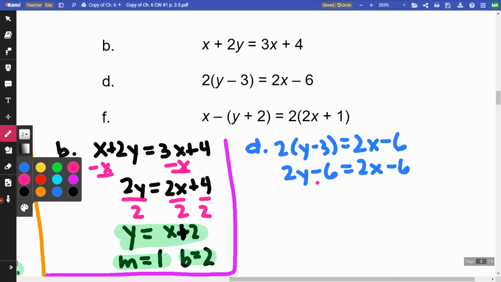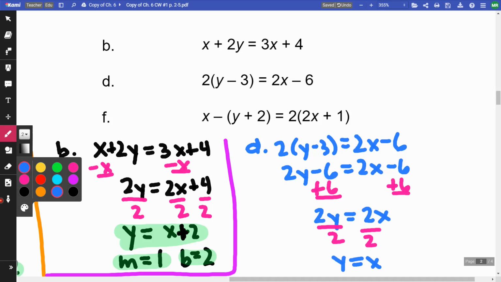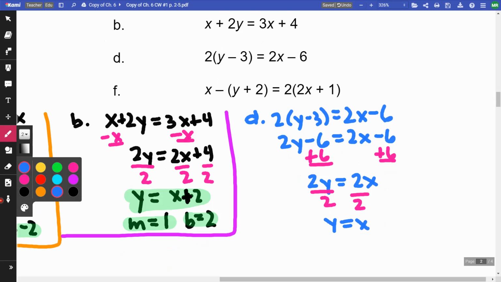Let me first add 6 to both sides, which means when I do that, I get 2y is equal to 2x. I then am going to divide by 2, and I get y is equal to x. So my slope is going to be 1, and my y-intercept is going to be 0 because there's not a plus anything here. It's really like a plus 0.